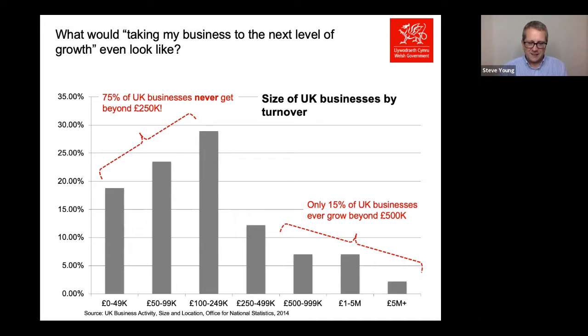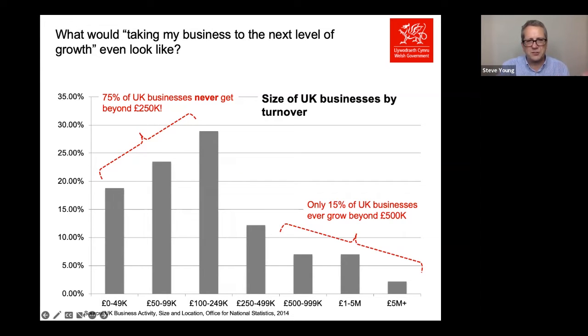Here's an interesting statistic. Look at this. 75% of UK businesses never get beyond 250k turnover. 75%. Why is that? Only 15% ever grow over 500k. That's all SMEs in the UK. And I've got a theory on this, which is that a lot of MDs and leaders can't actually envisage what their business might look like over 250k. They say, well, crikey, I'd need maybe another 25, 30 customers, and I'd need a new office. I need this. And I can't even imagine what that might look like at that size.